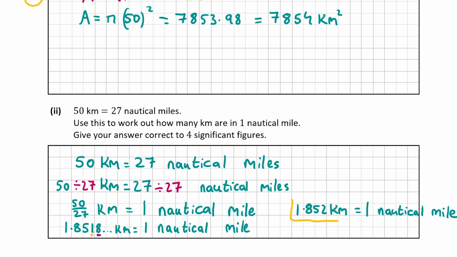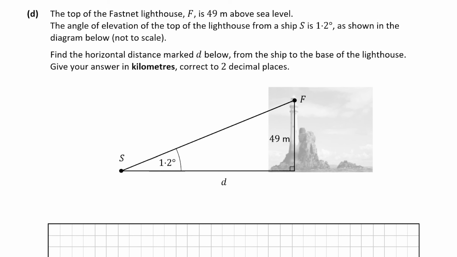So that's my answer for C part 2, and that's worth 10 marks. Now let's have a look at the final part of the question, part D. We're told that the lighthouse is 49 meters above sea level, and the angle of elevation of the top of the lighthouse from a ship is 1.2 degrees, and we're asked to work out the horizontal distance marked D, which is from the ship to the base of the lighthouse.